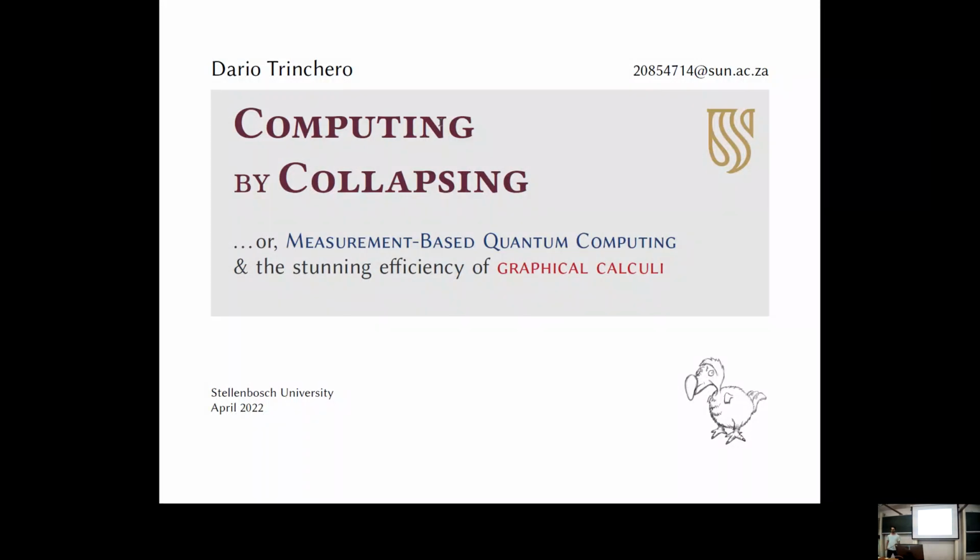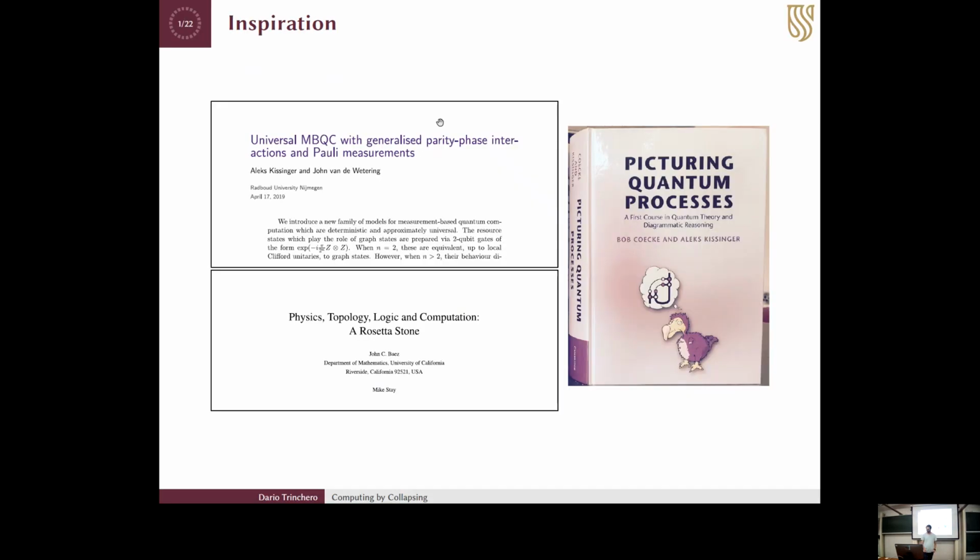Okay, so I'm going to be talking about computing by collapsing, which is measurement-based quantum computing. So this is a very, I think, kind of miraculous paradigm for computation. If you know anything about normal computation in quantum mechanics, this is not at all like that. What we're doing here is we're measuring qubits only, and that constitutes the entirety of our algorithm, which is really surprising.